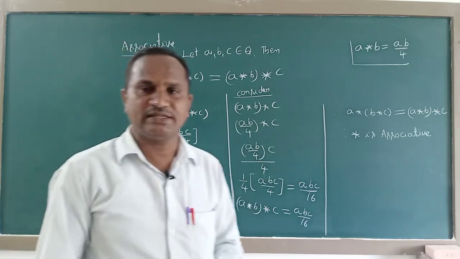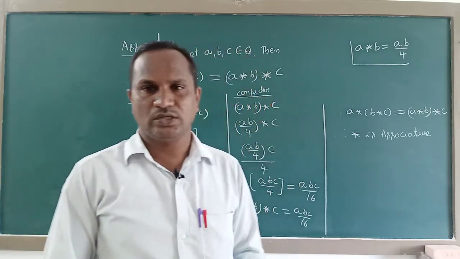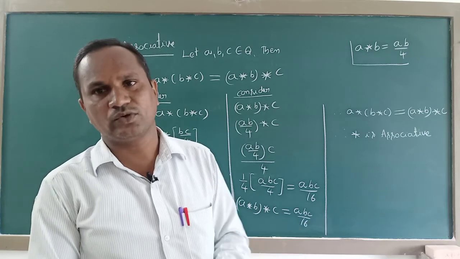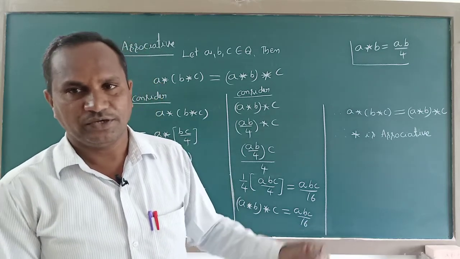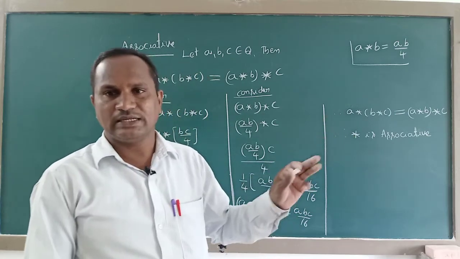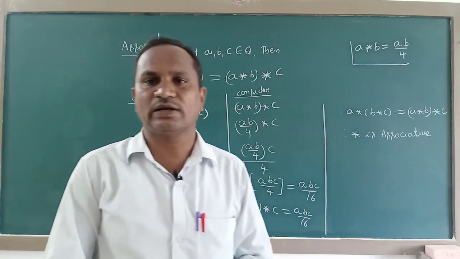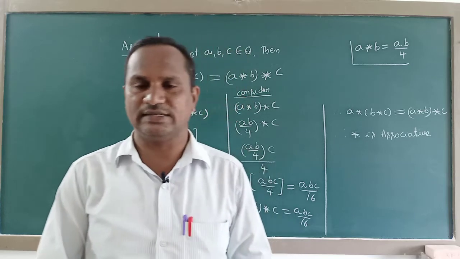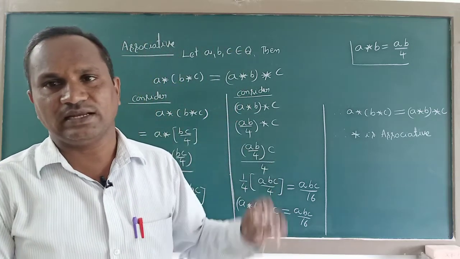Even you can check by taking some rational numbers also. a is equal to 2, b is equal to 3 and c is equal to 4. You can substitute them instead of a, b and c. In that case also you are getting LHS equal to RHS. That's what easily we can tell.